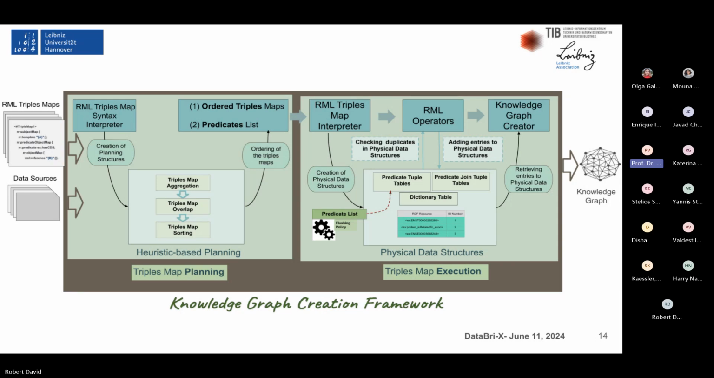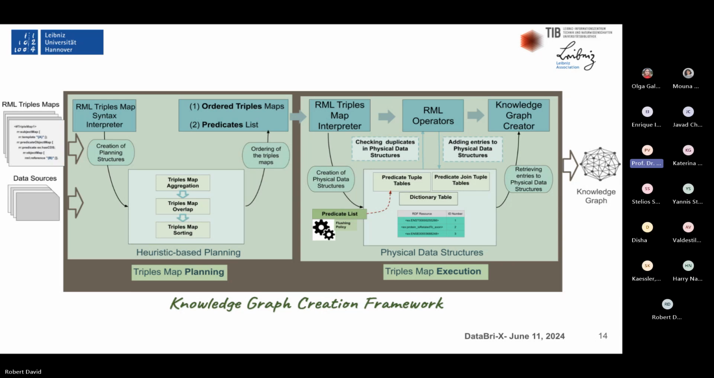So this architecture that I'm presenting here is an abstract representation of what the SDM-RDFizer does. In a first step, it considers the mappings and groups the triple maps, so that triple maps that are over the same data sources or that share certain characteristics are grouped together. And then there is a planner that plans how this should be executed, in a way that the execution time and the memory consumption are reduced.